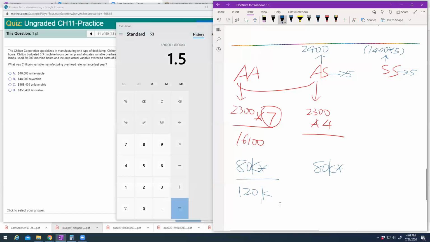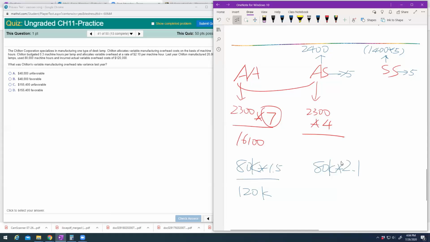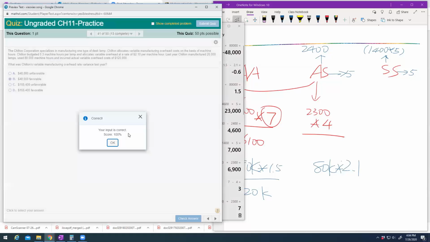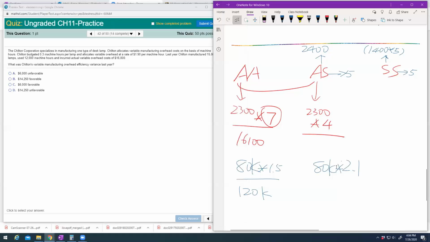So each one we allocate $1.5 for the machine hour. This is the actual. But standard said we should allocate 2.1. So you have a favorable, right? Minus 2.1, and then we have 80,000. So you will have 48,000 favorable. Next one, asking you the efficiency variance. I'm not going to really do the numbers, but let's look at it together.